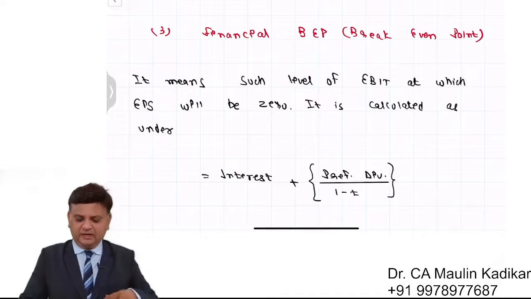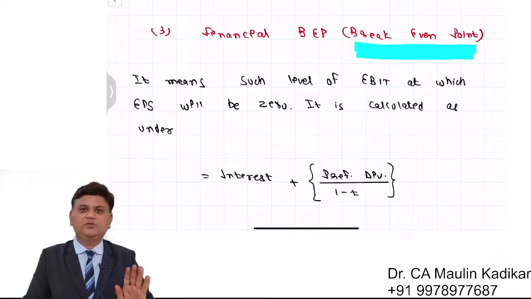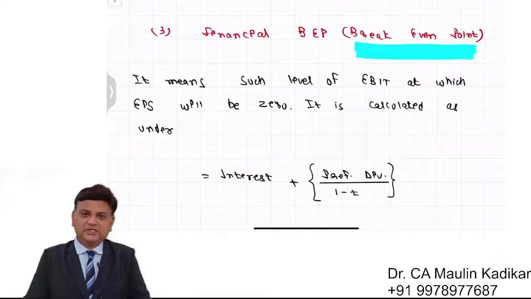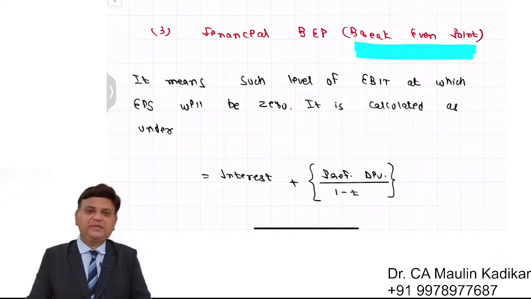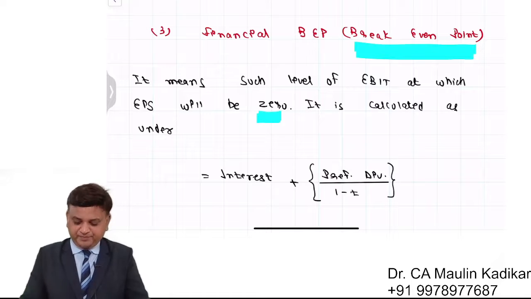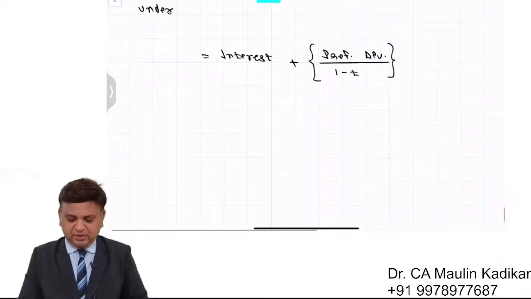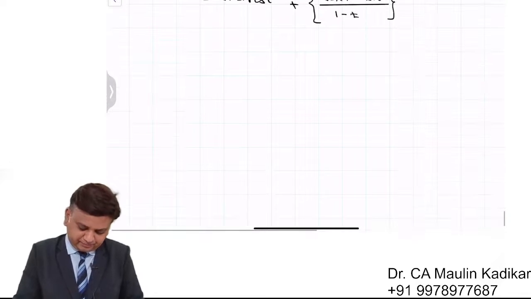And in a simple way, we can say that the break-even point means there is a situation of no profit, no loss. That is a normal concept that we have even in costing. The same concept is applicable over here. It is the level of the EBIT at which EPS is 0. Now the formula has an explanation like this, only for understanding purposes.